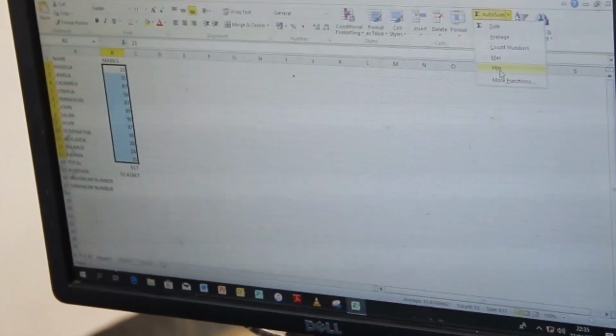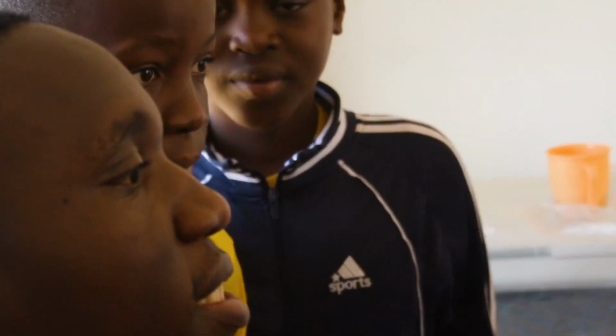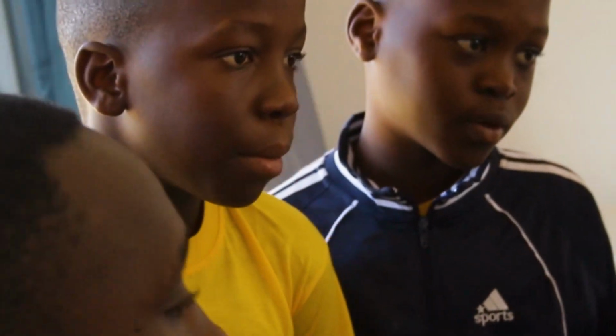Then this one is Max, this one is Min. So Max means maximum. Min is minimum. So here we are going to look at the maximum number. Have you seen? Now our maximum number is what? 90. If you check all these numbers, you will find that 90 is the biggest number. Understood?